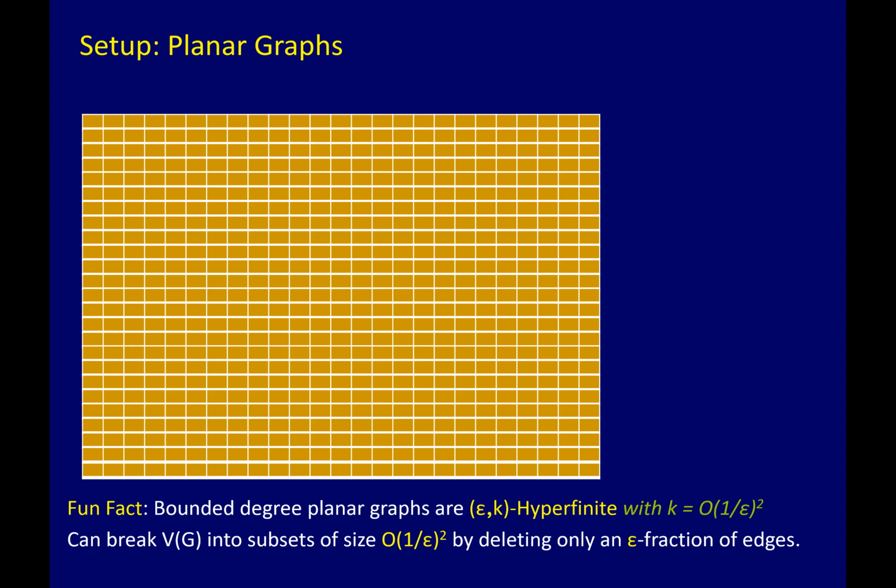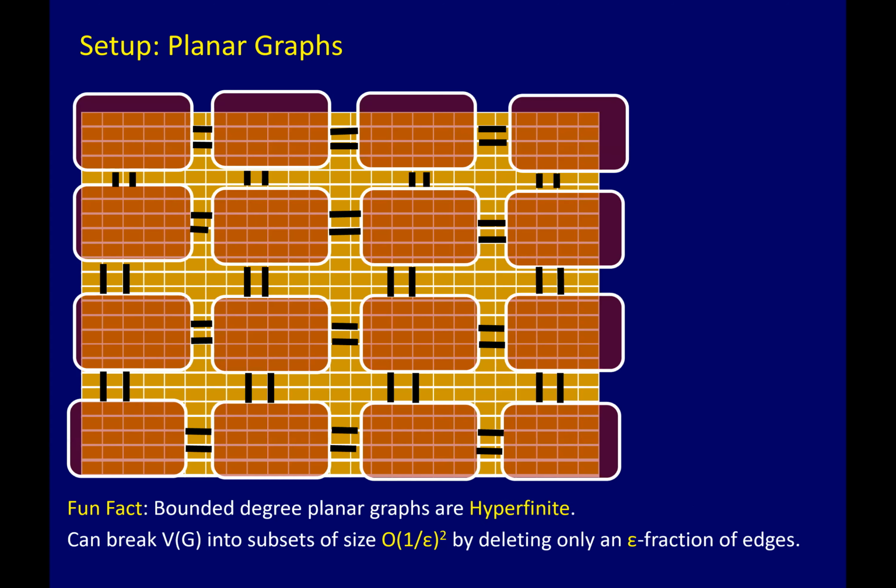This is eminently doable for the grid graph. Notice that you can just tile the grid graph with boxes of order 1/epsilon by 1/epsilon, and the number of edges that run between these boxes is at most O(epsilon n).